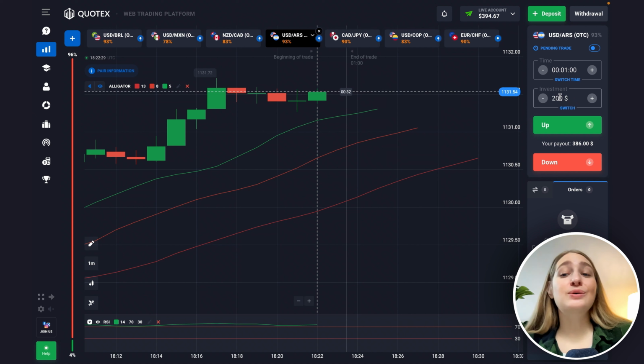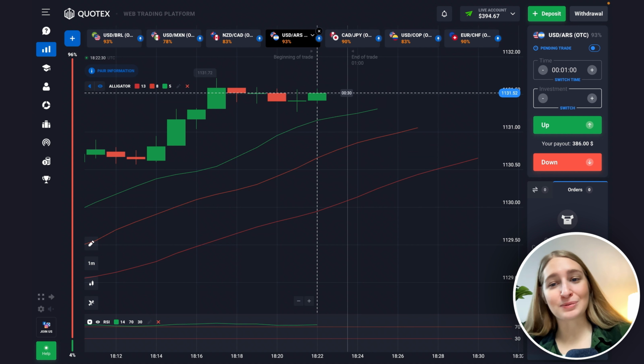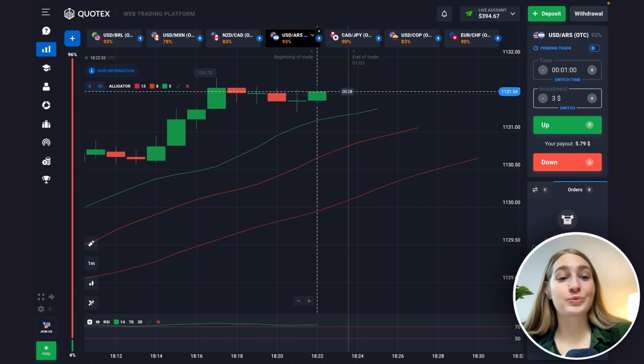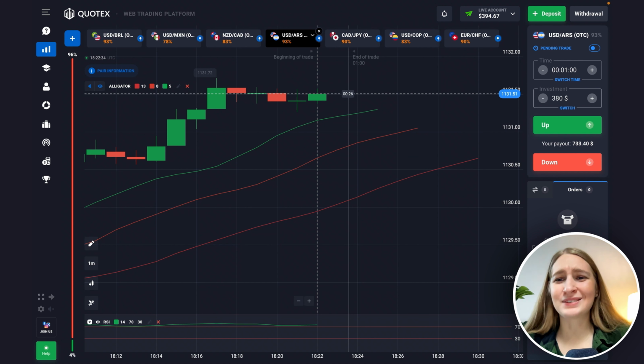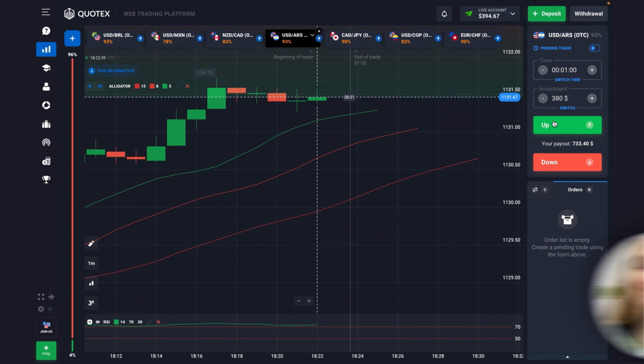So first of all, let me change my investment box, of course, to $380. Why not? And okay, let's check this out with green.